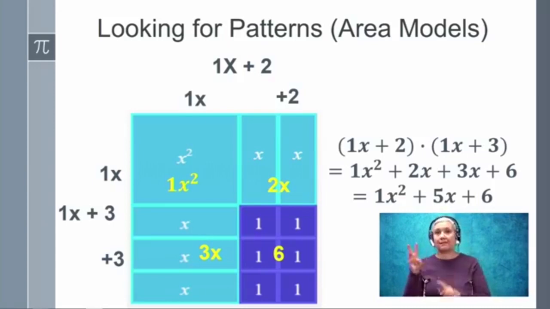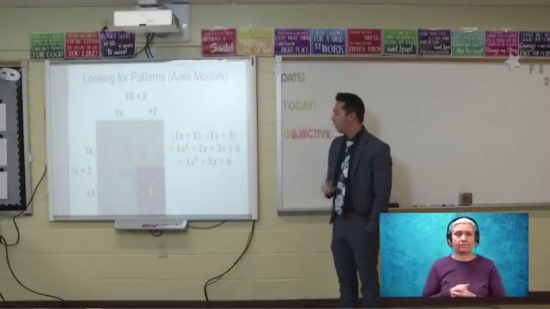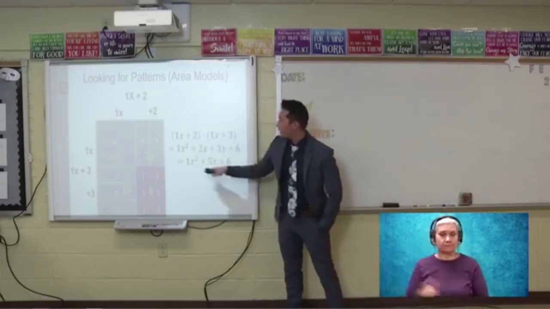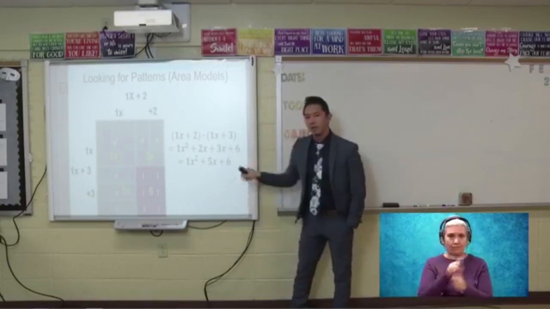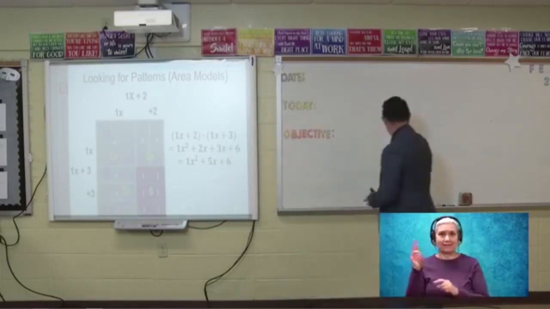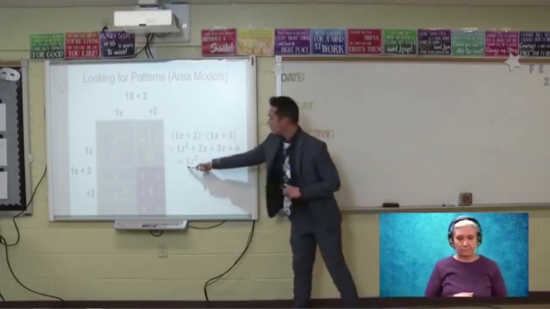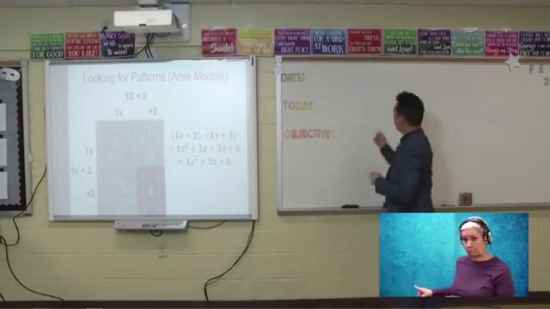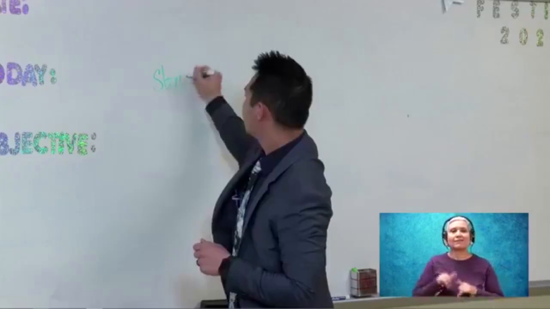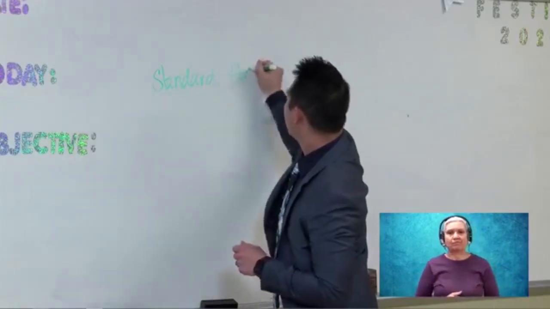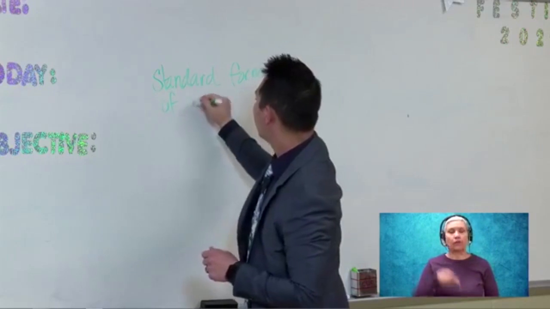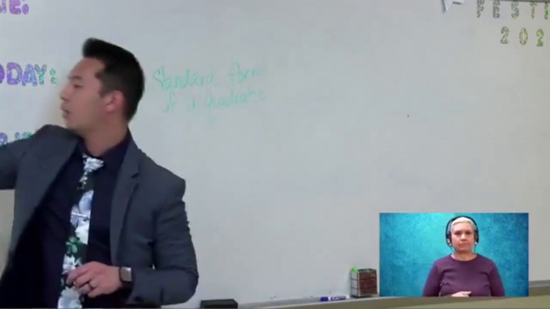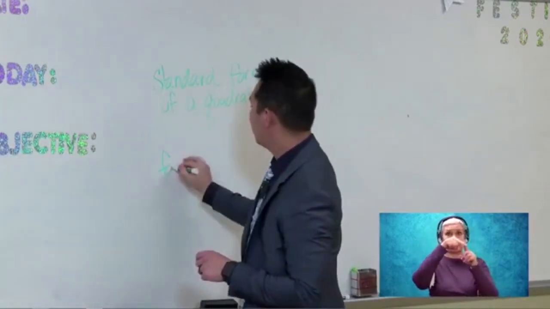Notice up top, I've got these expressions, 1x plus 2 times 1x plus 3. And then when I multiply them together, I end up with this expression, 1x squared plus 5x plus 6. So some terminology that I want to throw at you is that this bottom expression, we're going to say this is the standard form of a quadratic. Whereas the top part, the 1x plus 2 times 1x plus 3, is the factored form.